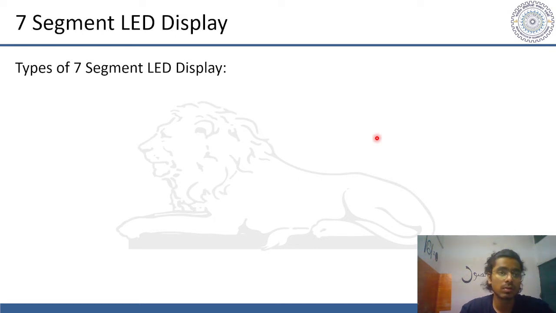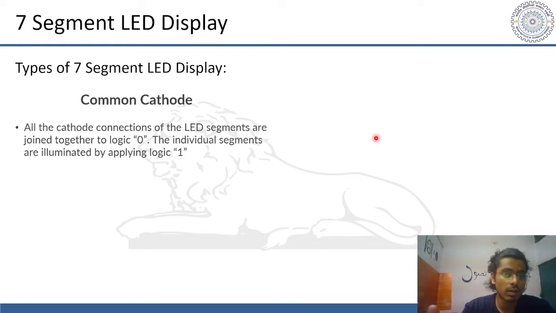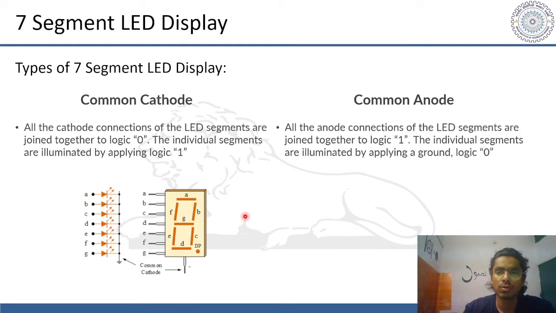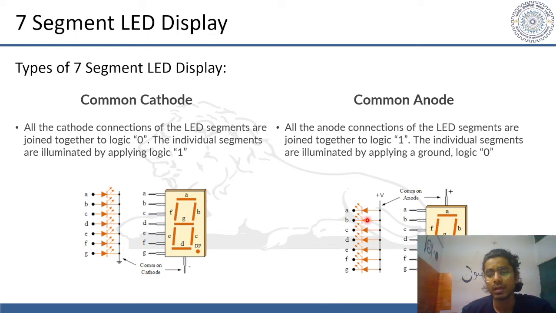Moving ahead to the types of 7-segment LED display. The first one is common cathode. As the name suggests, the cathodes of all the LEDs are joined together to logic 0, and to illuminate an individual LED, we have to apply logic 1 on the anode of that particular LED. As shown is the figure of the common cathode arrangement. Next is common anode. Similar to the common cathode, here the anodes of all the LEDs are connected together to logic 1, and thus we have to apply logic 0 on the cathode of an individual LED to make it illuminate.